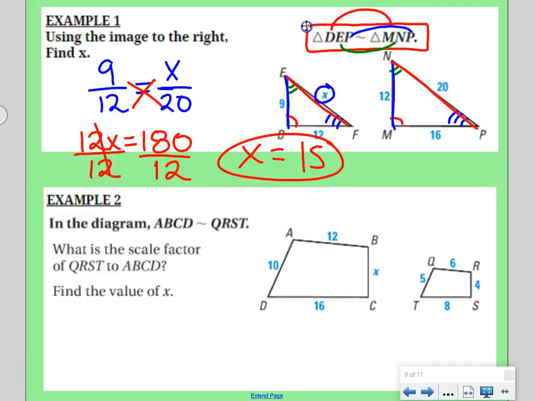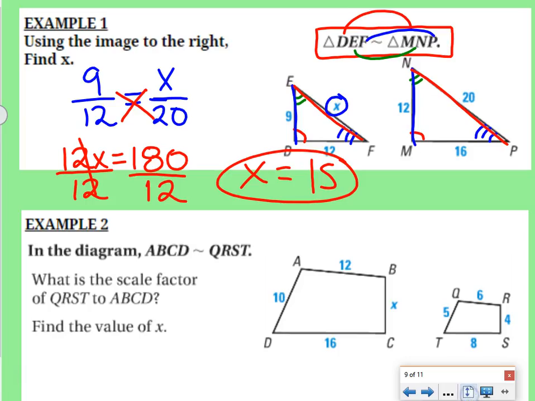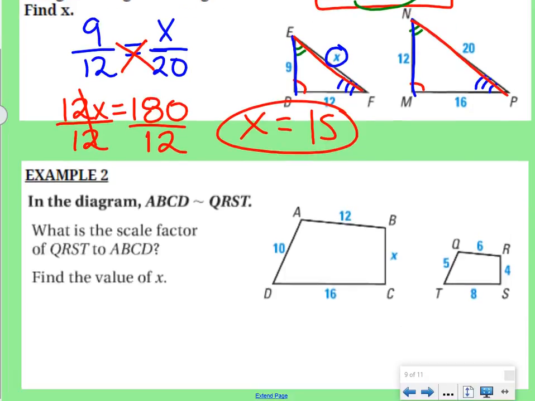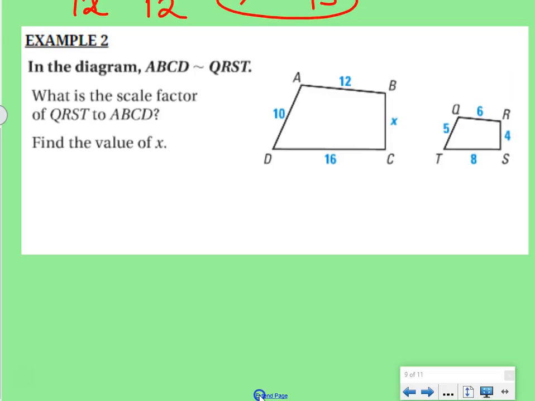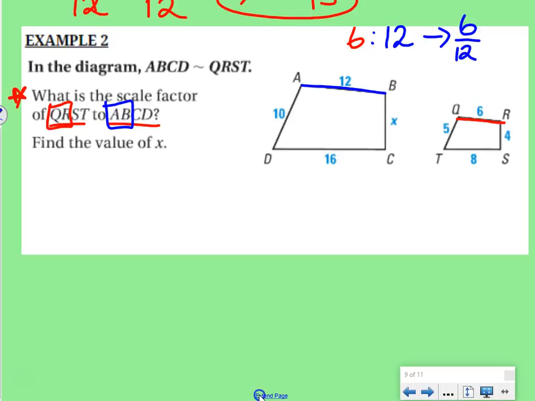Example 2. In the diagram, ABCD is similar to QRST. First question is, what is the scale factor of QRST to ABCD? Well, we just need to find one corresponding side. So we want from QRST to ABCD, so we want to start with a side length from QRST. Well, let's just take QR, right there, 6. And the corresponding side length is AB, so that would be right here, 12. So the scale factor would be 6 to 12. We could also write that as 6 over 12, which reduces to 1/2. So the scale factor would be 1/2.